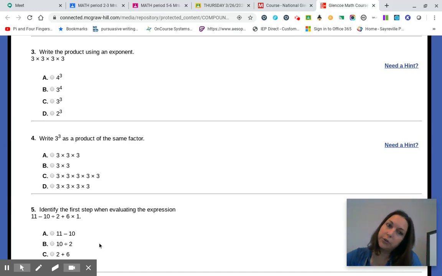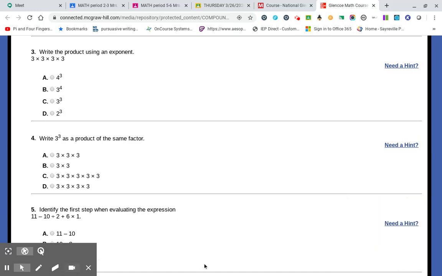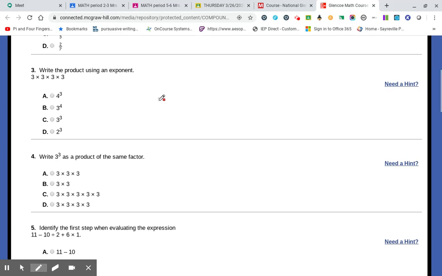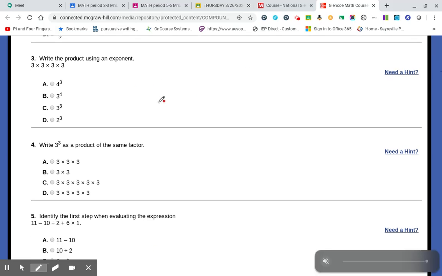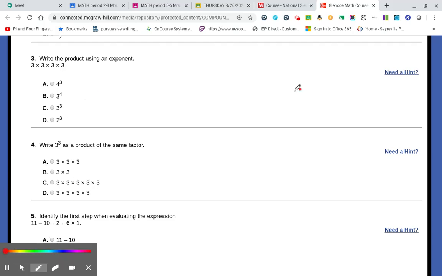So I'm going to X out of that. And we're gonna do this. I will write on here. Sorry. So over here, write the product using an exponent. So 3 times 3 times 3 times 3. How many 3s do you see? Well, I see 4 3s, right? So 3 is your base, and you write your little exponent as a 4. So the answer to this one would be B.